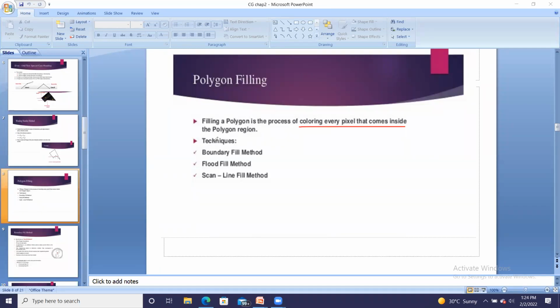जो इनसाइड पिक्सेल असतो तो प्रत्येक फिल झाला की आपोआपच, तो कलर झाला की आपोआपच पॉलिगॉन हा फिल होईल. देर आर 3 टेक्निक्स. फर्स्ट इज बाउंड्री फिल मेथड, सेकंड इज फ्लड फिल, and third is scanline fill method, or it is also called as H flag algorithm. So we are having these 3 algorithms in our syllabus: boundary fill, flood fill, and H flag, or it is also scanline fill method.